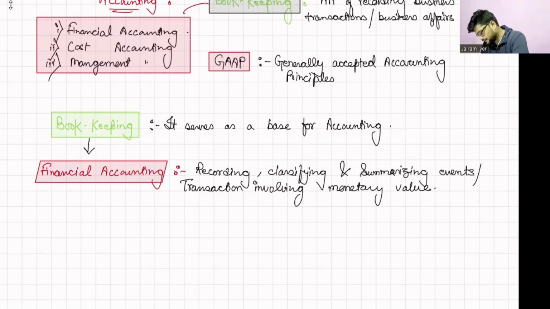Why? Because financial accounting involves recording. What is the word more similar to recording? Journal. Okay, bookkeeping, journal. Classifying is similar to the word ledger. And summarizing is similar to trial balance. And after this, what do we do? We prepare financial statements. What are those financial statements? Profit and loss account and balance sheet.